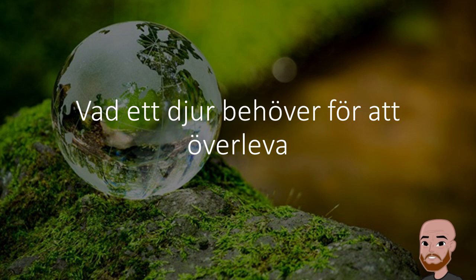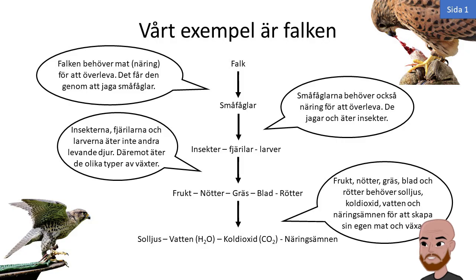Now we're going to talk about ecology and what animals need to survive. And after that, if we are going to talk about what different animals need, it is good to start with a good example, namely the falcon. The falcon needs food and nutrients to survive, and it gets that by hunting small birds.